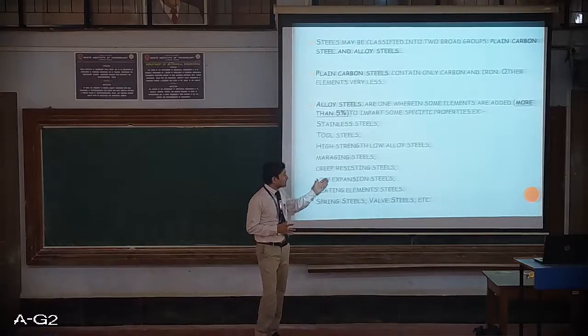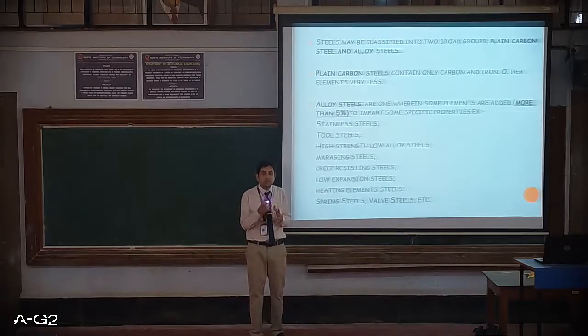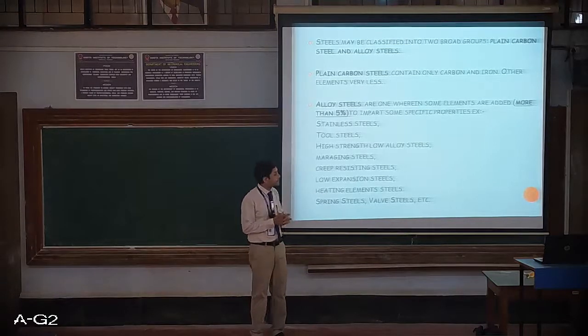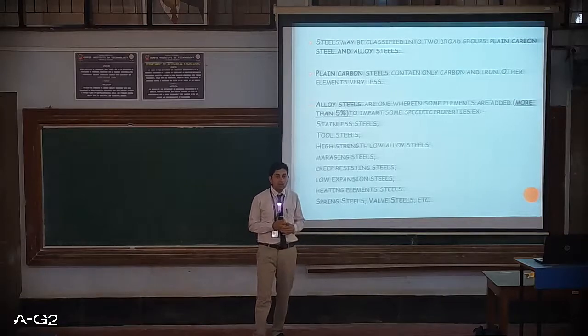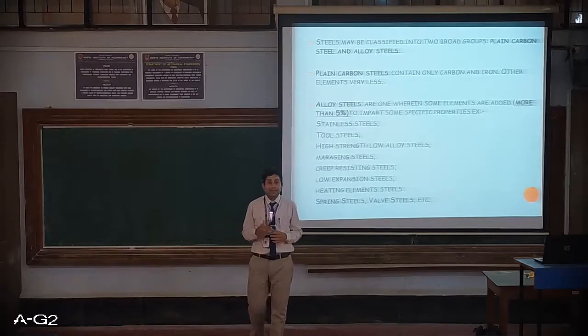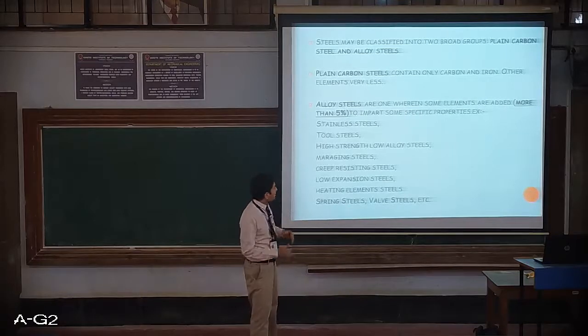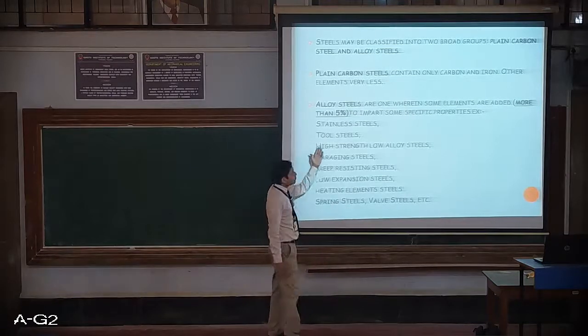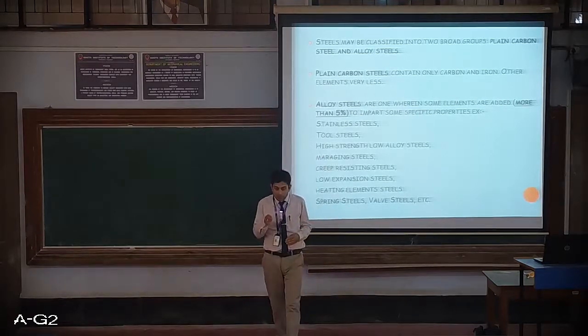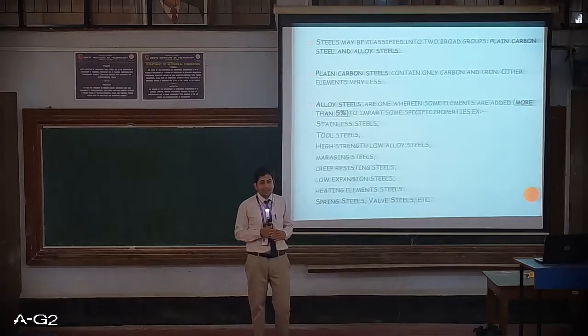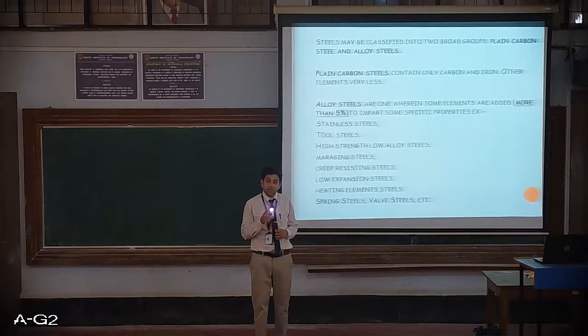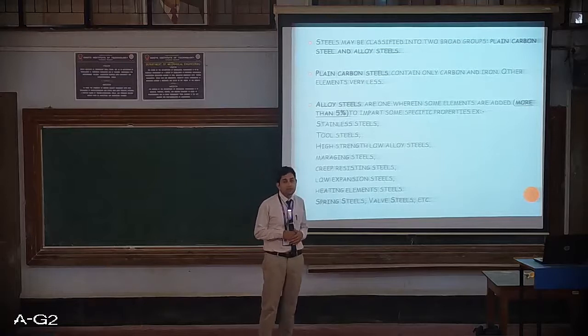Then low expansion steels are the ones which will show low expansion when heat is supplied to them. Creep resistant steels are the ones which will not deform even at higher temperature conditions, right? Like that, tool steels are the steels which are used basically for making tools. Like that, there are different types of alloy steels, and these are some of the examples for those, right?